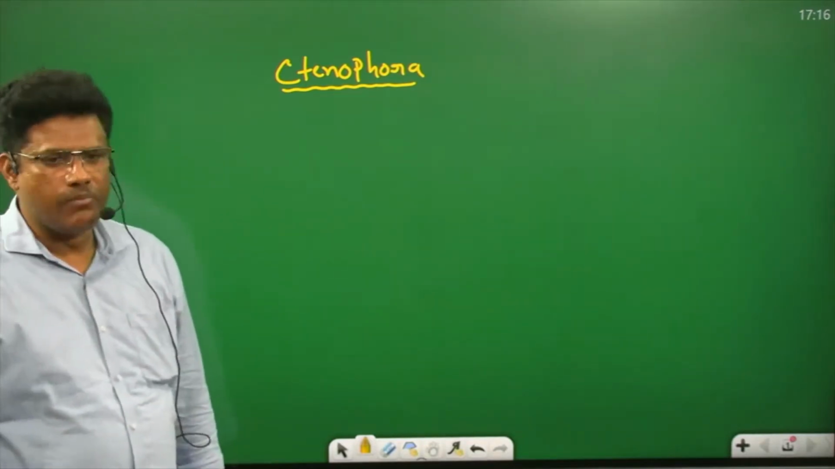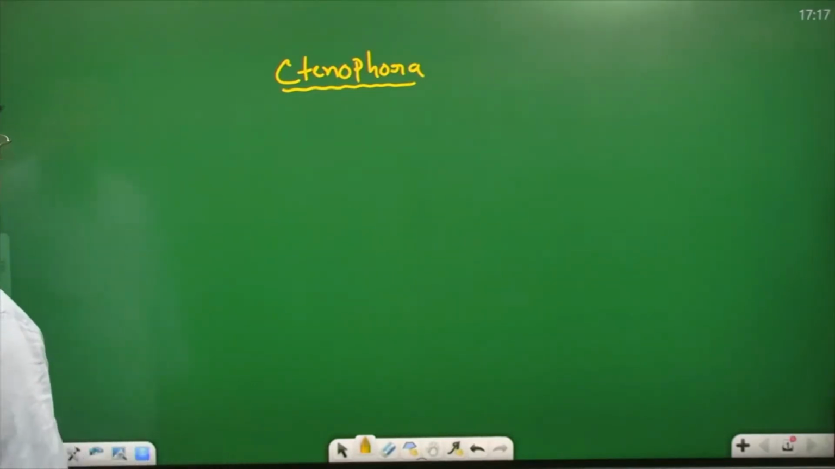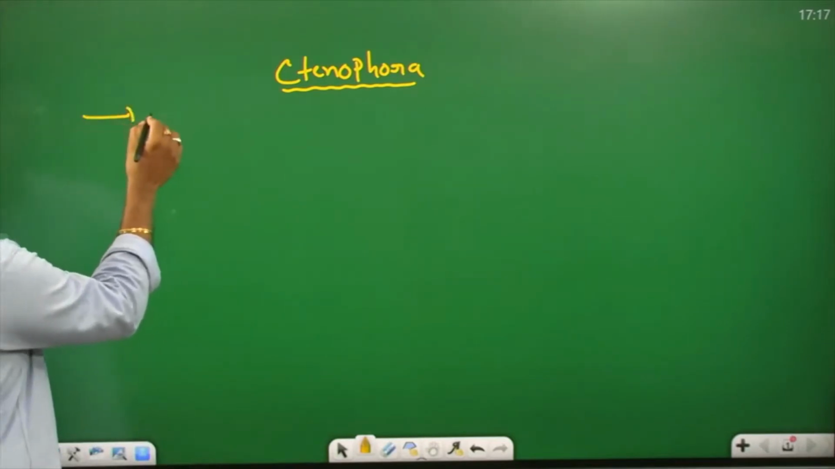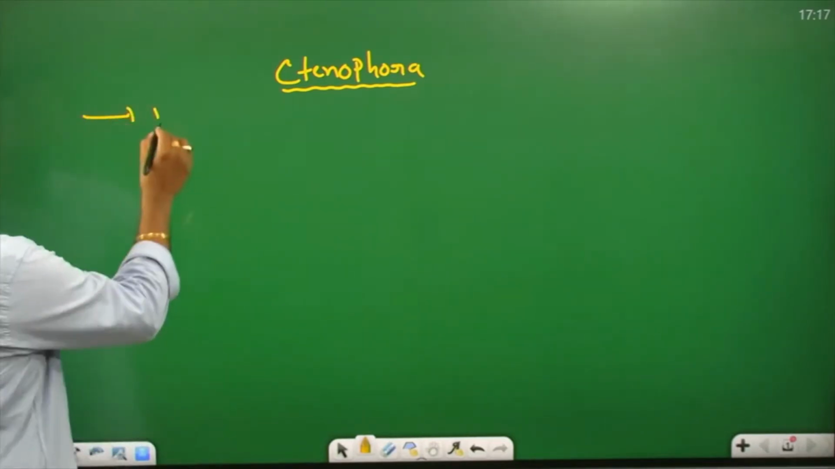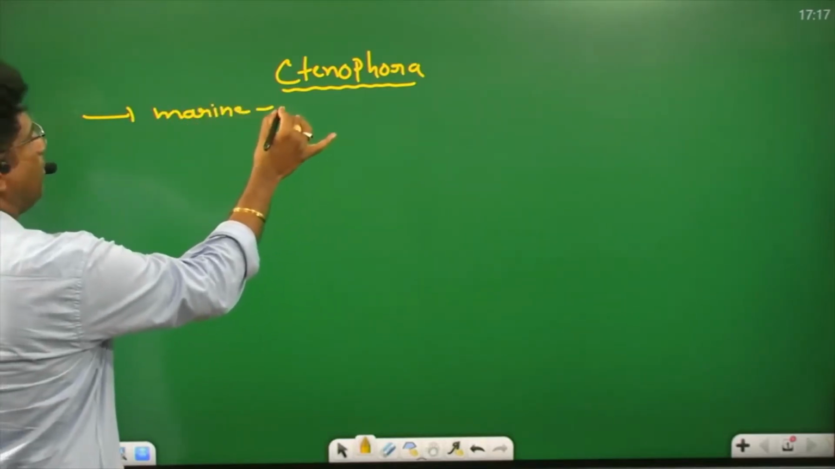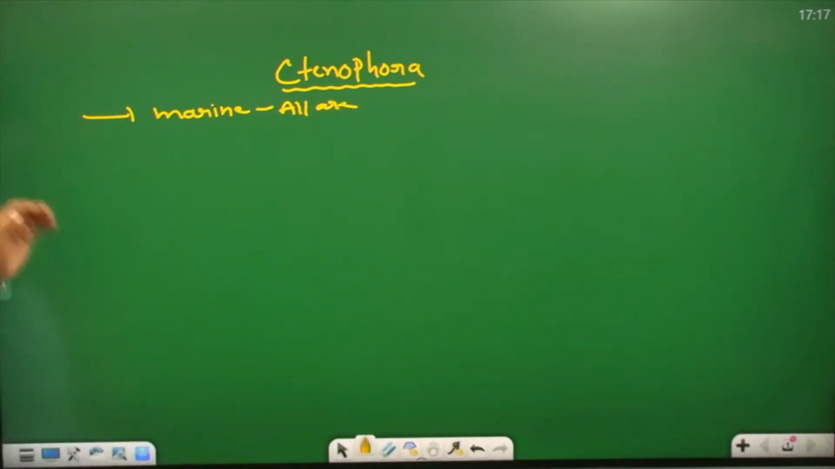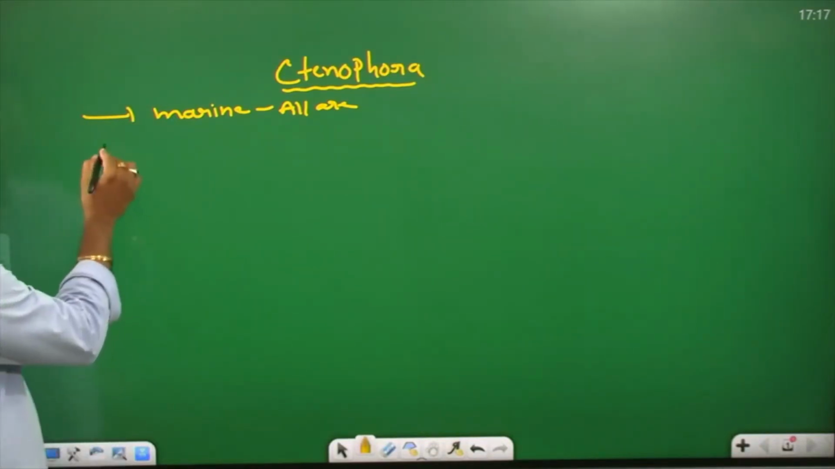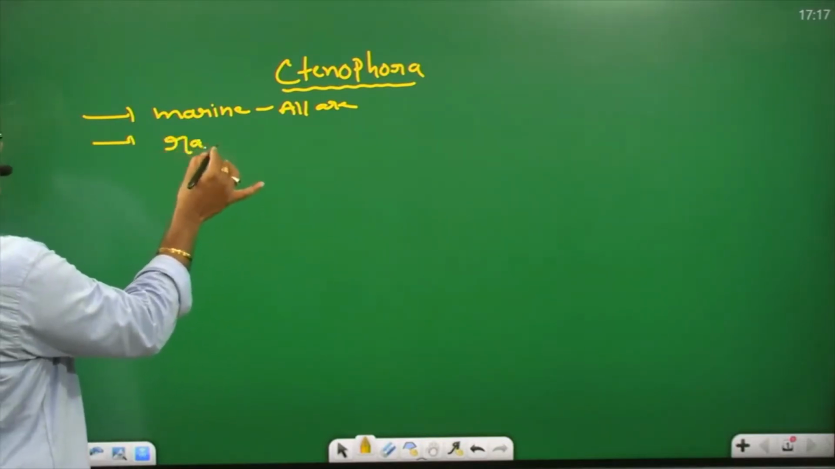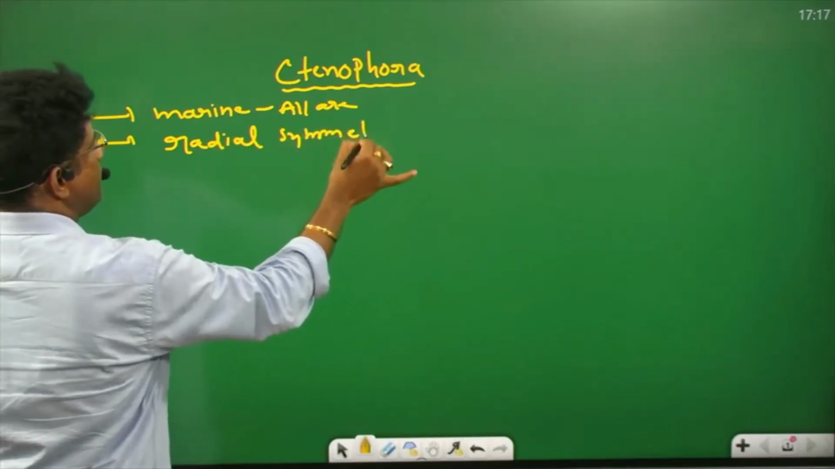Yes, today we discuss Ctenophora. So what is Ctenophora? These all are marine organisms. All are marine. You know what is the meaning of marine? They live in salt water, sea water. All are marine. They exhibit radial symmetry.